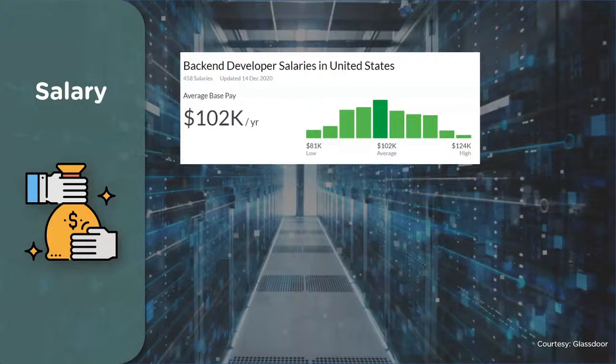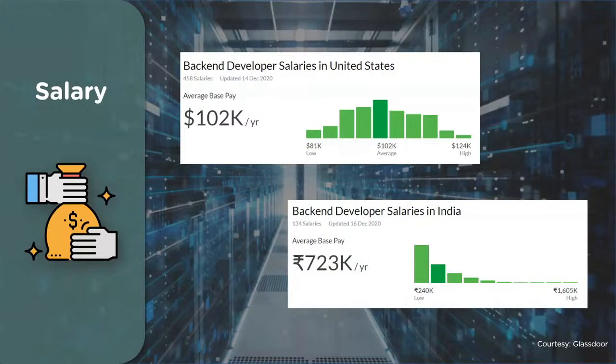The average salary of a backend developer in the United States is around $102,000 per year. The average salary of a backend developer in India is around 7,23,000 Indian rupees per annum.